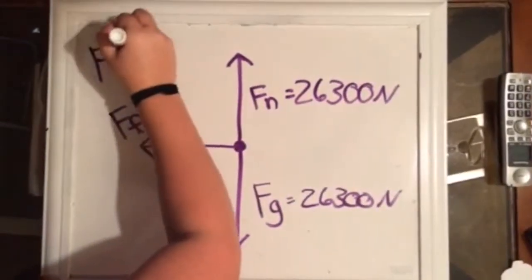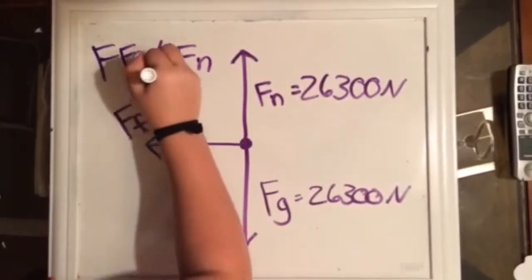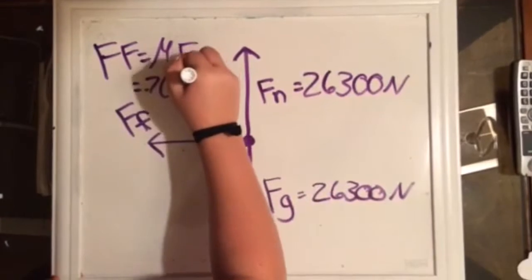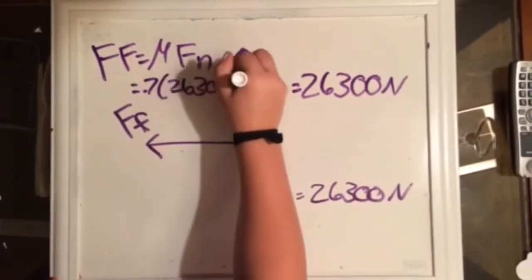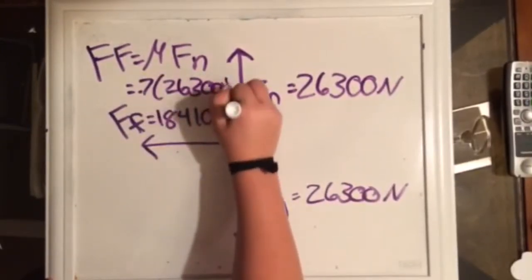Finally, we must figure out the force of friction. The equation for force of friction is force of friction equals mu Fn. Since the normal road has a mu of 0.7, we'll use that as our constant. Now we plug in the numbers, so force of friction equals 18,410 newtons.